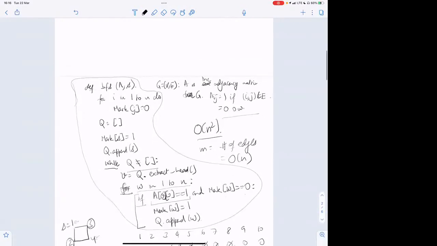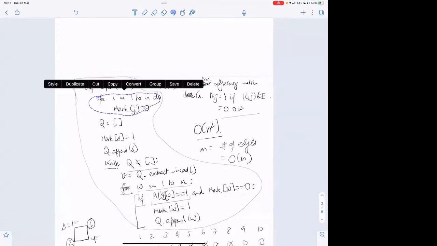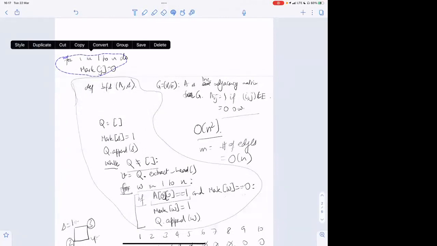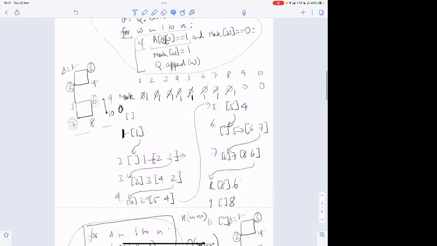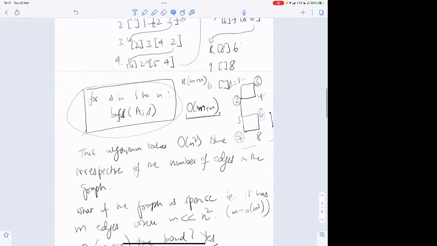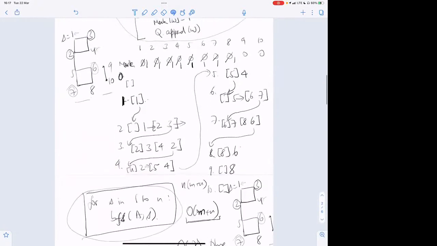Here I assume that this mark is a global array. Do you see my point? It's not local to BFS. I do it outside. Yes, sir. I think I see now. So I will just move it outside, and now this will run in order m plus n time. Do people see that? Is there any confusion about this? So I'm not sure. Okay, good that you asked.